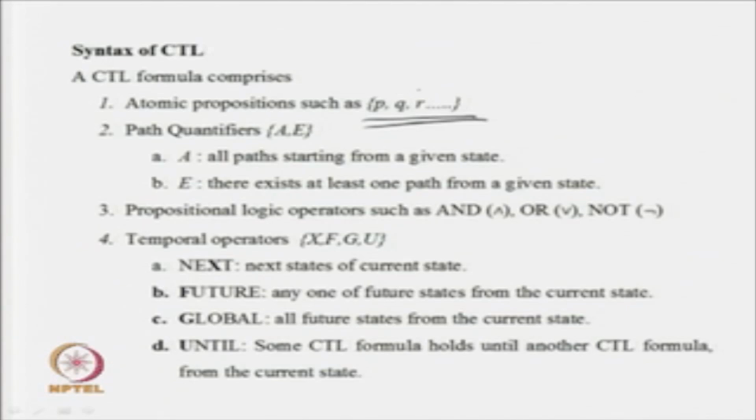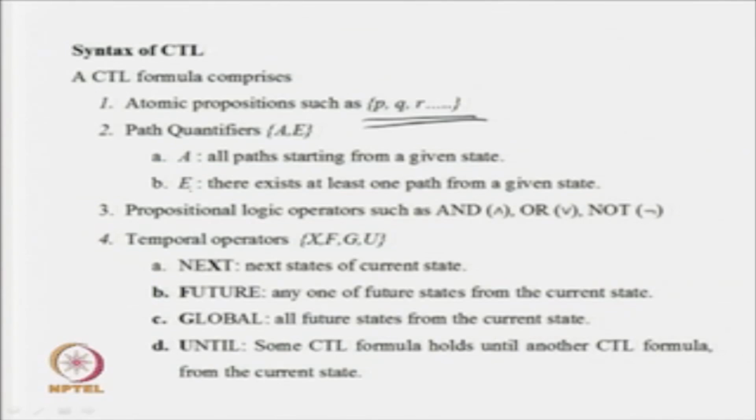Next, we are having path quantifiers, and the path quantifiers are represented as A and E. A means that in all possible paths. So, in a particular state, if you go for all possible paths, then we are going to quantify it by this particular path quantifier A. Similarly, E is another path quantifier which says that there exists a path. If we are interested in a particular path, then we will look for this particular there exists quantifier.